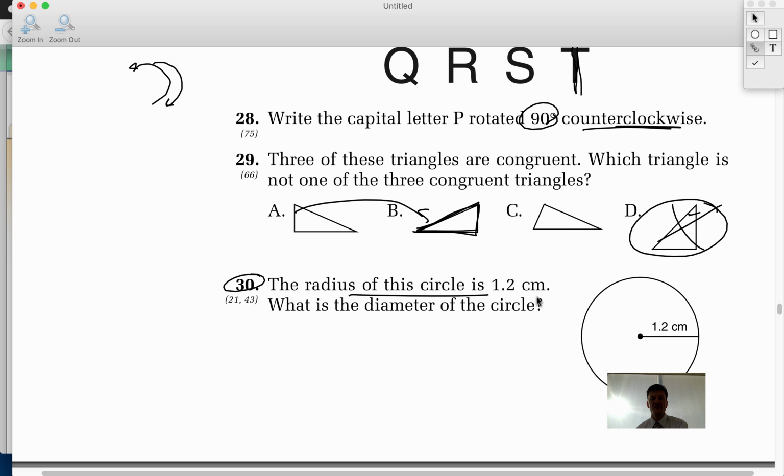30. The radius of the circle is 1.2. Radius is from the center of the circle to any point on the edge. What is the diameter? The diameter is all the way across the circle from edge to edge through the center of it. So if the radius is 1.2, then this over here is 1.2 as well, and the 2 of them together are going to give you the entire diameter. And you just add those 2 together. 1.2 and another 1.2 is 2.4 centimeters to give you the diameter.